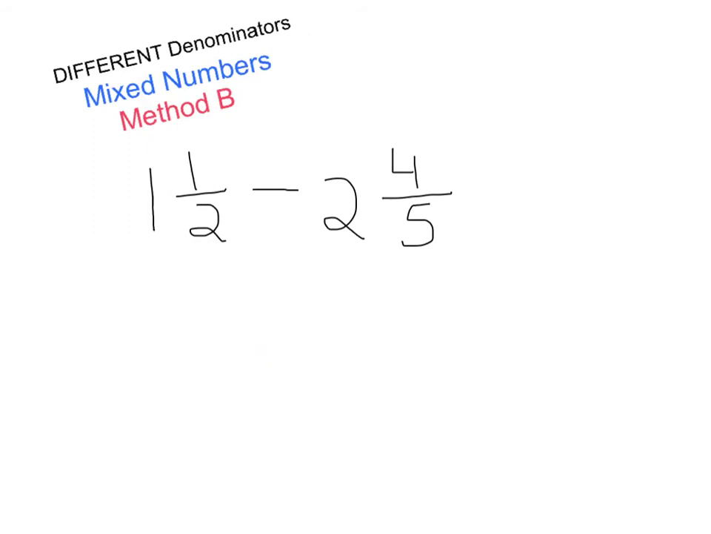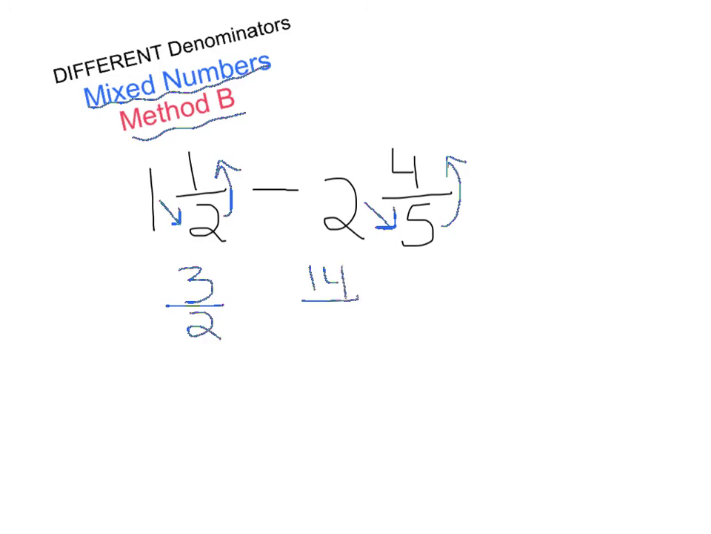Okay, here's our last example, subtracting mixed numbers using the second method. And the second method is where you change both of your fractions to improper first. So 1 times 2 plus 1, we have 3/2. And then 2 times 5 is 10, plus 4 is 14. So we have 14/5, and we are subtracting.